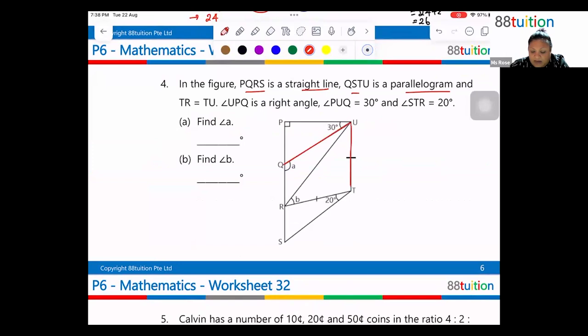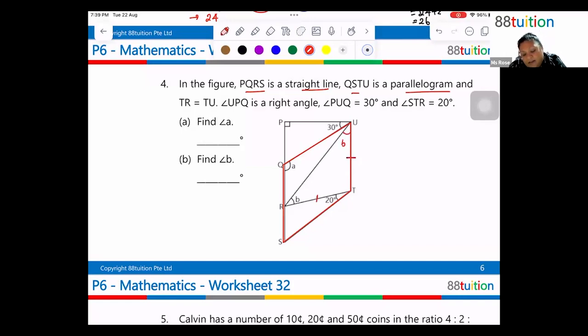So we highlight our parallelogram so that it is pretty obvious. It's pretty obvious to us when we highlight them. So that's a parallelogram. And TR is equal to TU. So TR is equal to TU. That means this is also B.